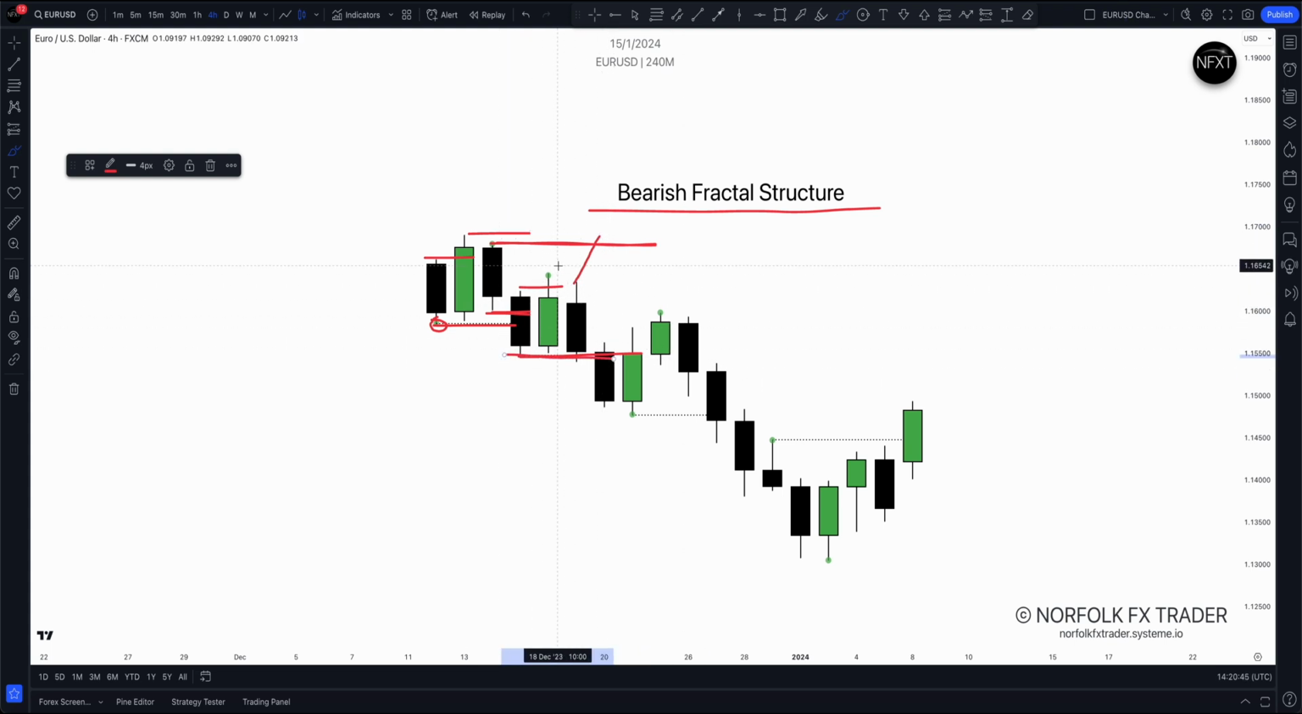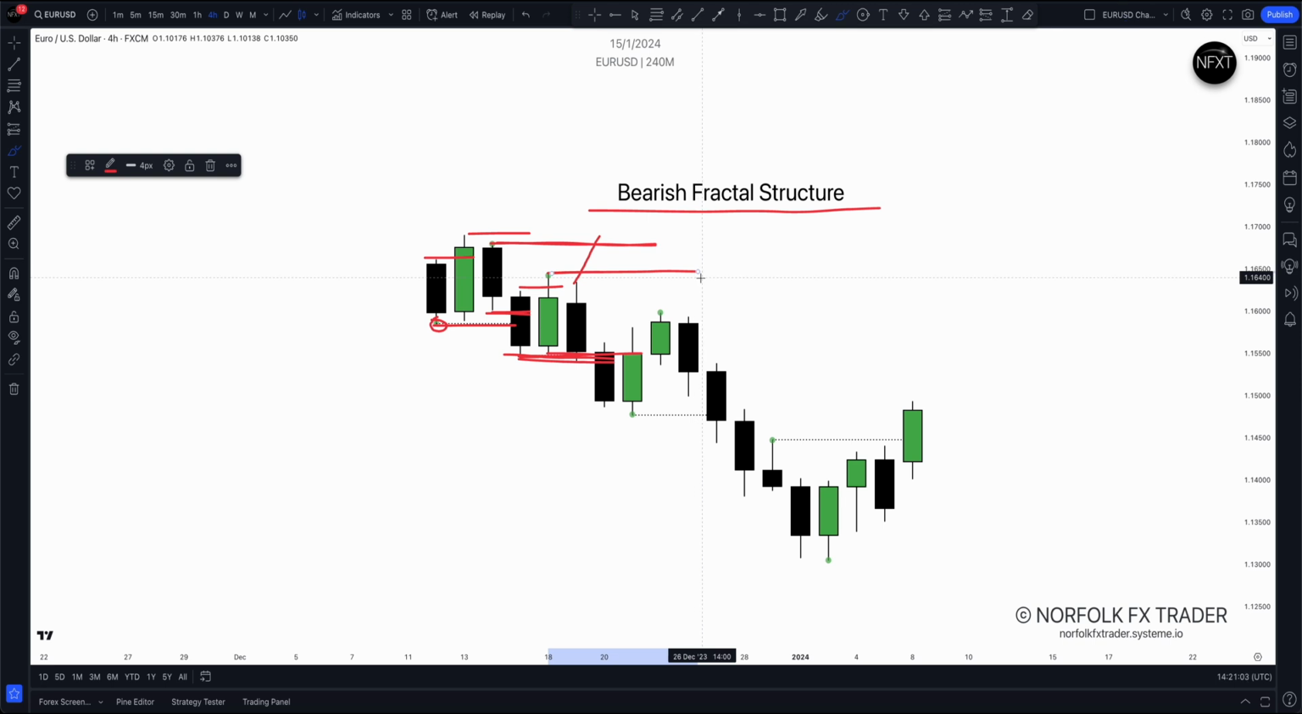Everything in the middle we're not concerned about. We just want to see the fractal break to the upside or to the downside. We failed to break the high. We actually closed through the low and took out the fractal low. This then gives us a new fractal high here for the trading range.